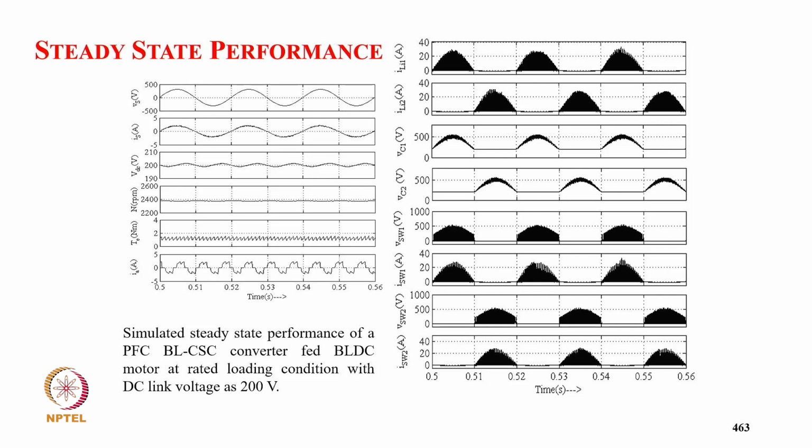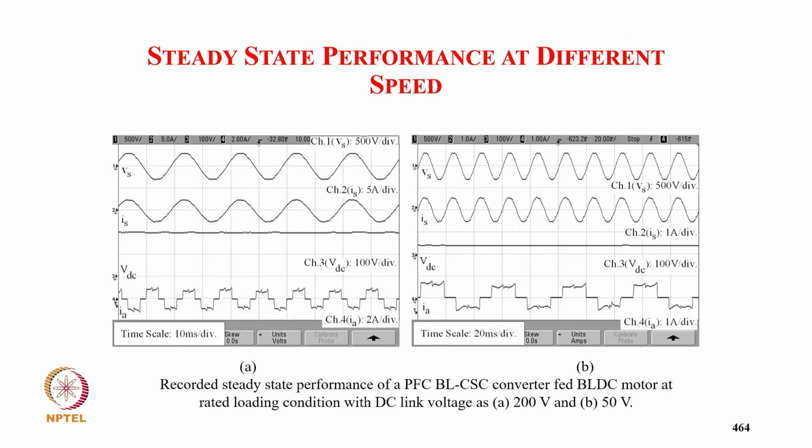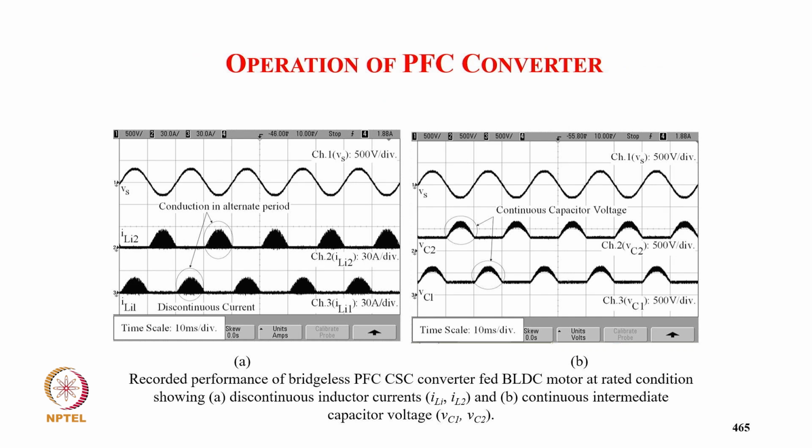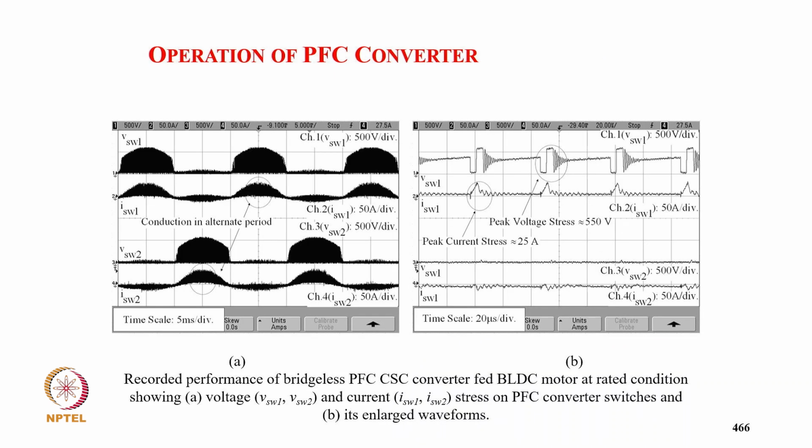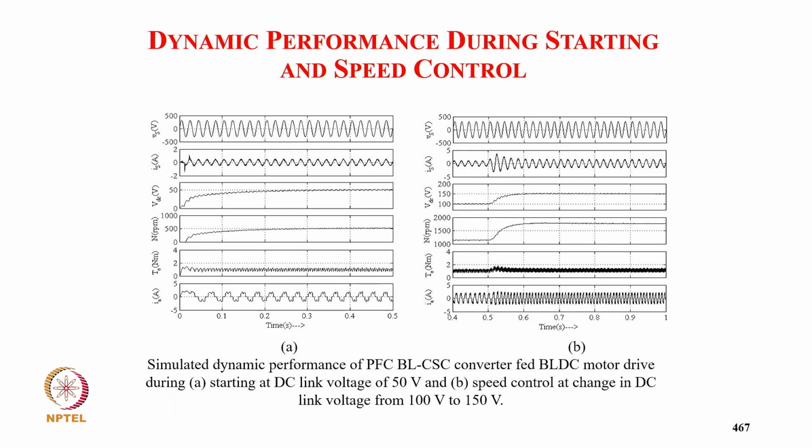Then the DC link voltage, speed, torque, and winding current. The input inductor currents of both converters, IL1 and IL2, are in discontinuous mode. Then the capacitor voltage is continuous, along with switch voltage and switch current. These are experimental results at 200 volt DC link and 50 volt DC link. The supply current is in phase with the supply voltage and sinusoidal. The input inductor currents for both the positive half cycle and negative half cycle converters are in DCM, but the capacitor voltages are continuous as per the design, along with switch voltage and switch current.